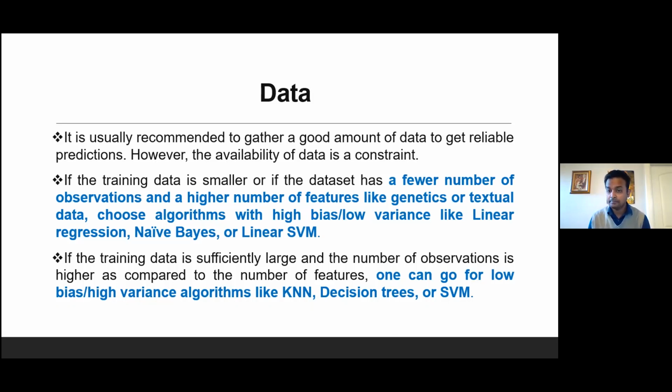Sometimes you will be able to find sufficiently large data. If that's the case, you can again go for different algorithms, like support vector machines or neural networks when you have sufficiently large data, and also with the linearity.